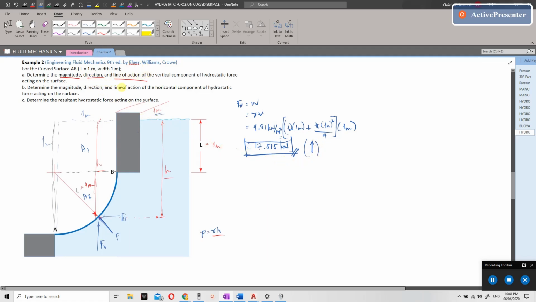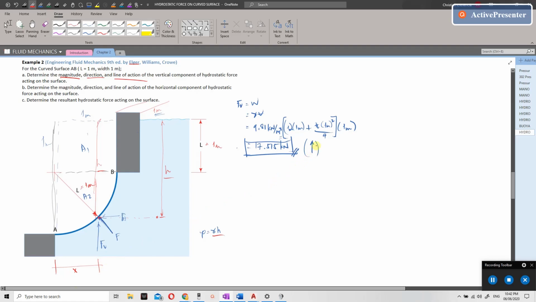Direction and line of action. The line of action is the distance, so let's say the distance from A. Let's say our hydrostatic force is here, so let's call this distance x.